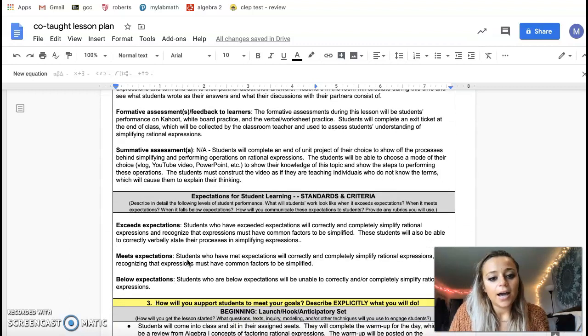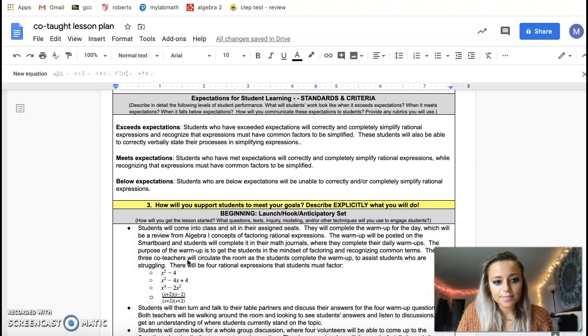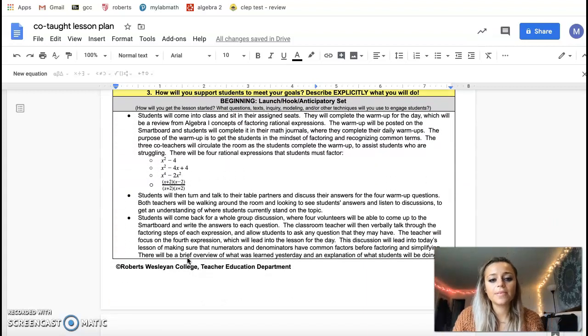I'm going to come back up to the assessments. Students are going to come into class, and they have assigned seats, and they're going to do the warm-up for the day. The warm-up is going to be posted on the Smartboard, and they're going to complete it in their math journals, which is part of their everyday routine. The purpose of those 4 problems is just to get their mindset into factoring.